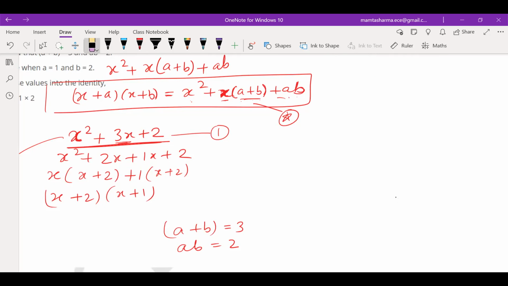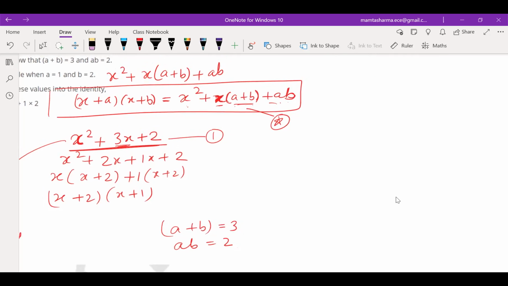So the main thing is that when you can't apply the 3 identities, then you have to check for the x plus a, x plus b formula. How will you check it? Ma'am, if we multiply, we'll get x square plus 3x plus 2 again. Yes, that is the correct one.